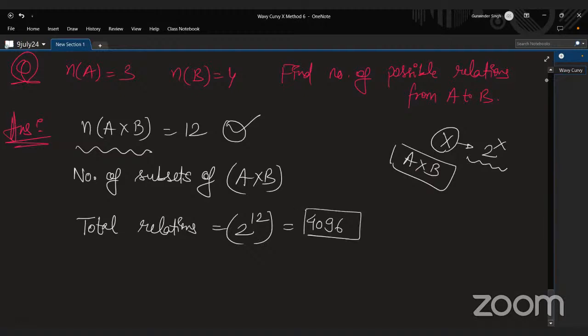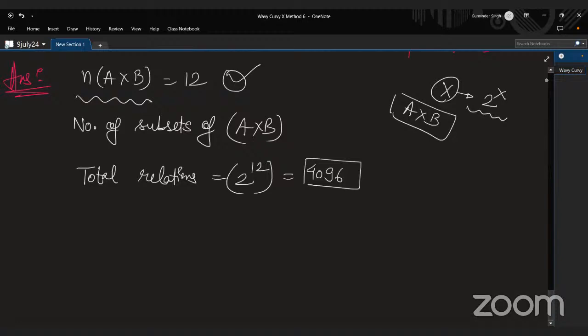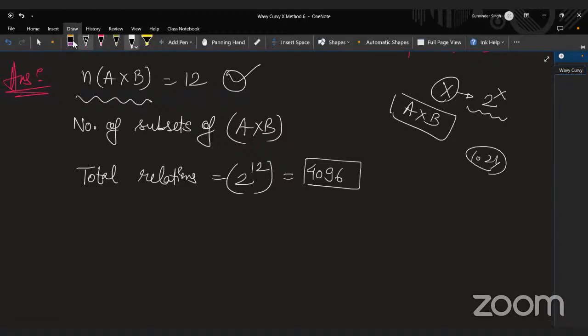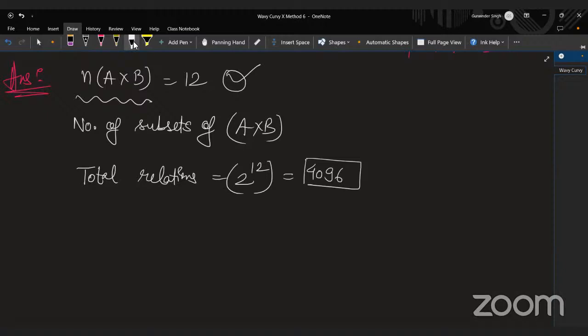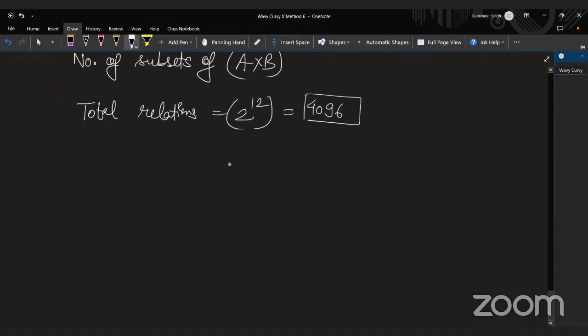I have played that 1024 game many times. It is a game in Windows where you have to add two power numbers. Okay, anyways.